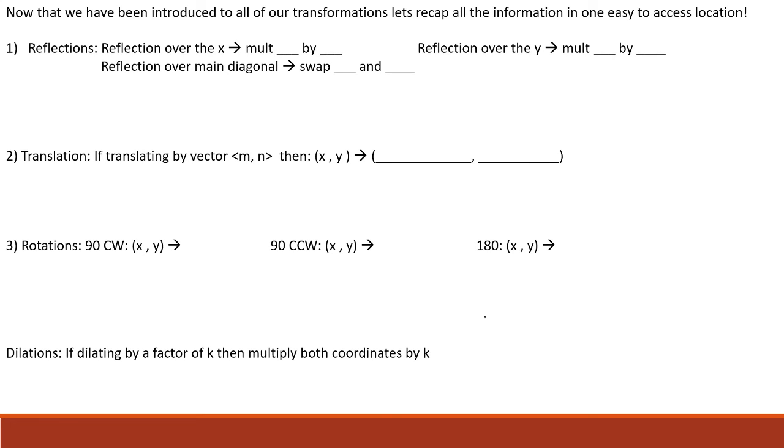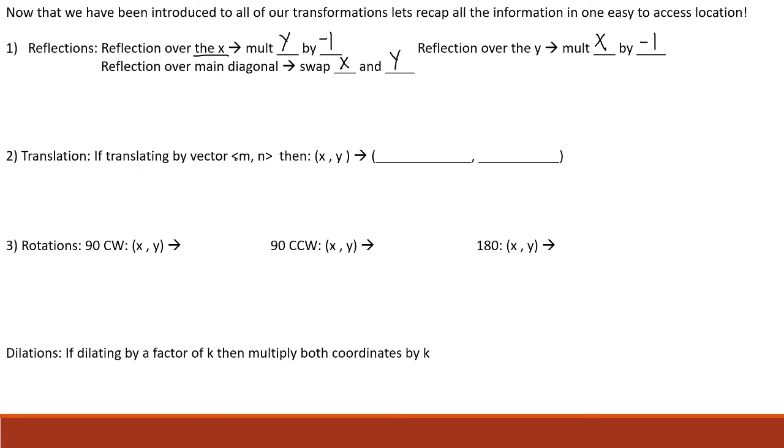So let's just round this all up here to make sure we know all 4 types of transformations. So we have 4 types of transformations we should know. Reflections, which is a multiplication one, right? If you want to reflect over the x, you're going to multiply the y coordinate by negative 1, the opposite, right? If you reflect over the y, you're going to multiply the x coordinate by negative 1. Again, think opposites. And if you're reflecting over the main diagonal, you simply swap the x and the y. You don't multiply by negative 1, you just swap the x and the y values. Those are our 3 reflections.